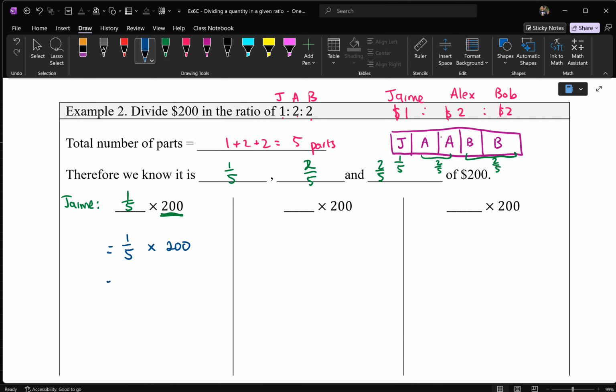Now you can use a calculator or you can do it by hand. If you do it on a calculator, you can do 1 divide 5. Make sure to put in brackets 1 divide 5, and then you type times 200, and it should be fine. But if you want to do it by hand, we know that it's 1 over 5 times 200 over 1.